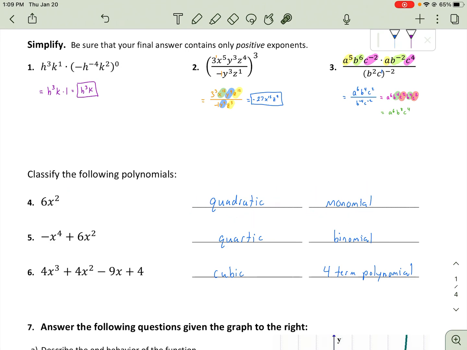So then we have a quartic because of a degree of 4. And there's two terms, which is a binomial. And now we have a cubic because the highest exponent is 3. But there's 4 terms. Once we get to 4 or more terms, we just call it a 4-term polynomial. Or if there were 6 terms, you would call it a 6-term polynomial or whatever.